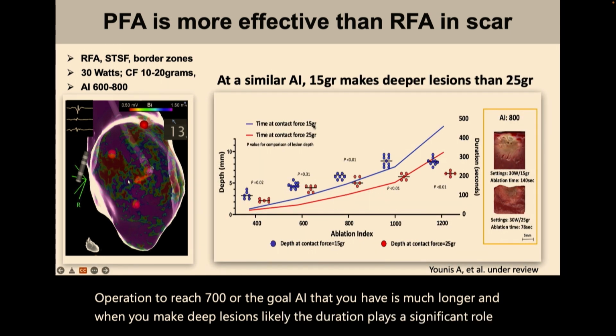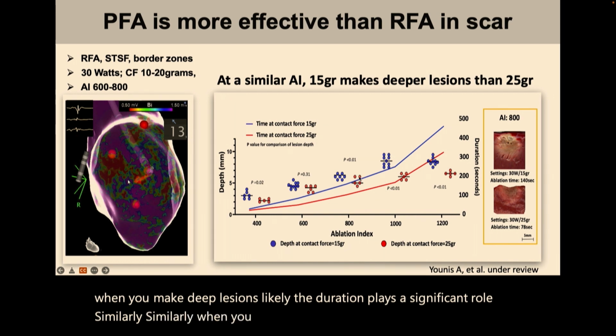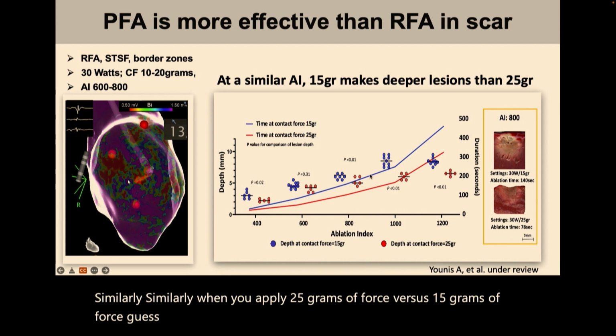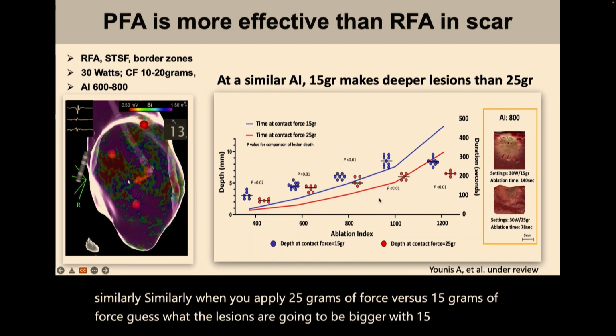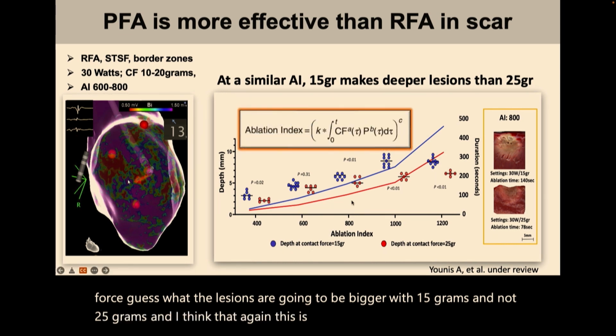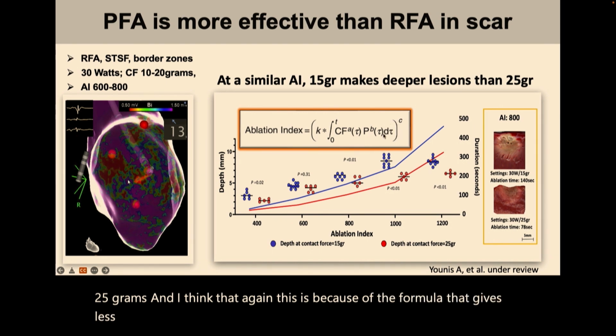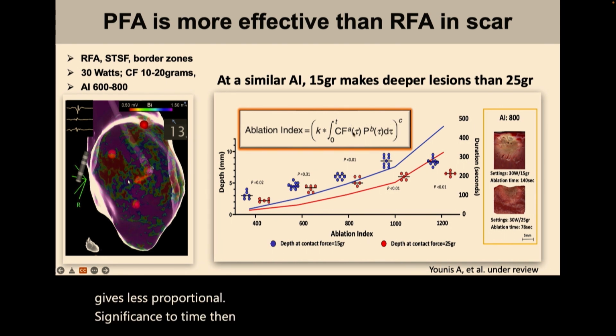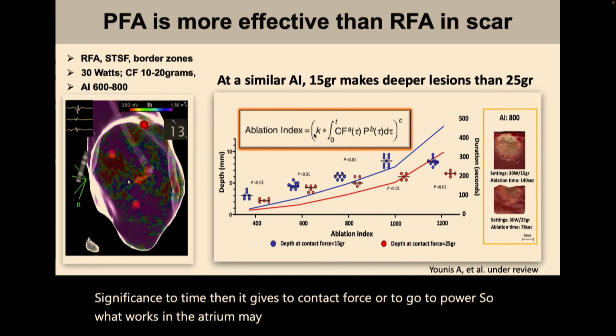Similarly, when you apply 25 grams of force versus 15 grams of force, guess what? The lesions are going to be bigger with 15 grams and not 25 grams. And I think that, again, this is because of the formula that gives less proportional significance to time than it gives to contact force or to power. So what works in the atrium may not work in the ventricle.